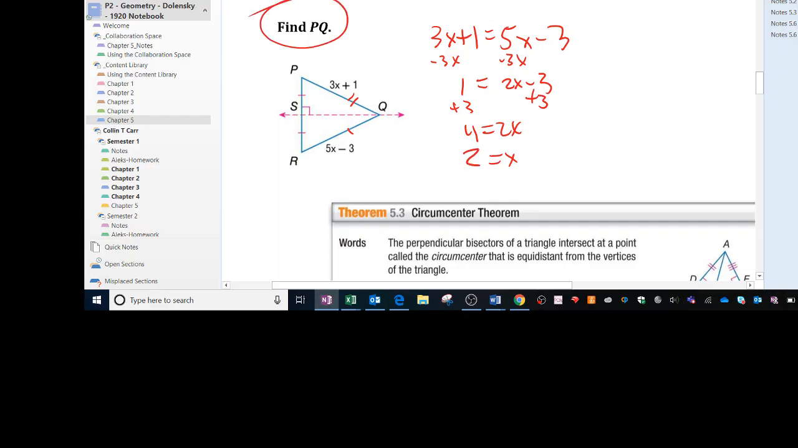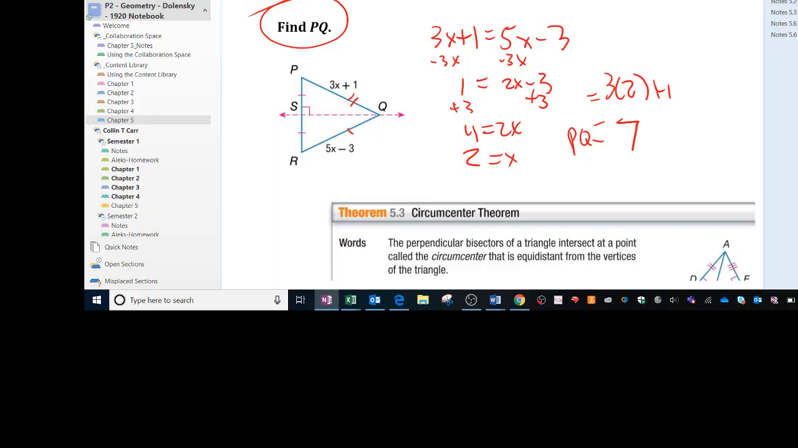But it says find PQ. So I'm going to take that 2, plug it in, and get that PQ is 7. All right, any questions on this first part?